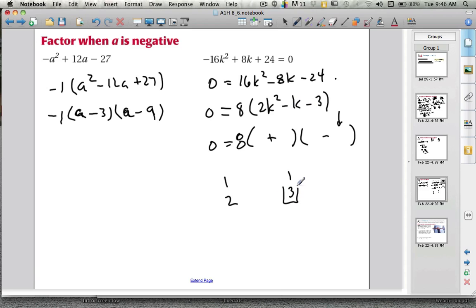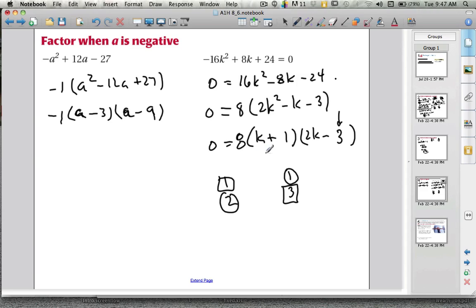So I'm going to do 3 times 1 and 2 times 1, remembering that the 3 has to go here, right? So that I'll get negative 3k. So this was k. And over here I have 2k and 1. So I placed my factors of the leading coefficient, 1 and 2, and factors of the constant, 1 and 3, in the correct places.